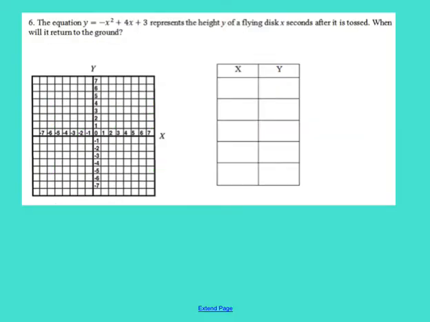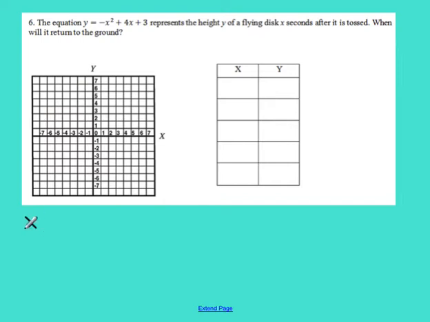Let's take a look at some applications. So the equation y is equal to -x squared plus 4x plus 3 represents the height y of a flying disk x seconds after it's tossed. When will it return to the ground? So when we throw things, that can be represented by parabolas. I know this seems really confusing right now, but all we really have to do is just graph like we normally do.